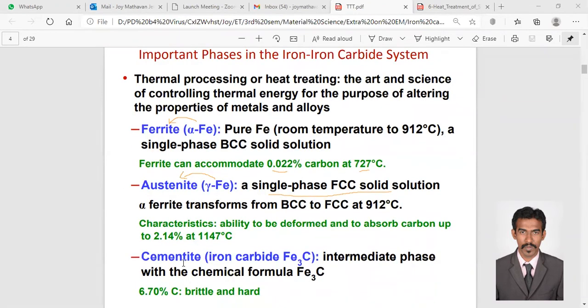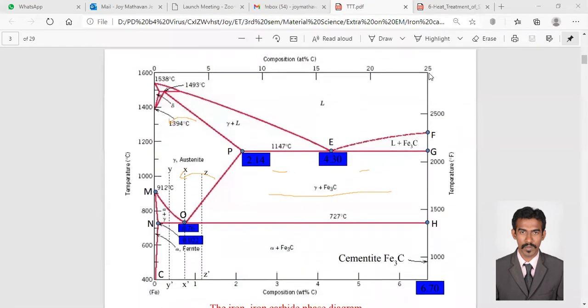Then we have cementite, right? Cementite or iron carbide, we call it Fe3C. So this is an intermediate phase with the chemical formula Fe3C. So this line represents this Fe3C. You see here Fe3C, right?